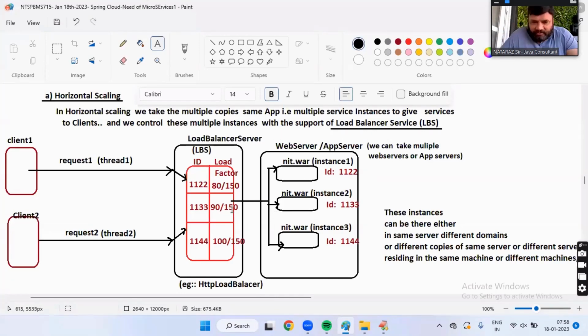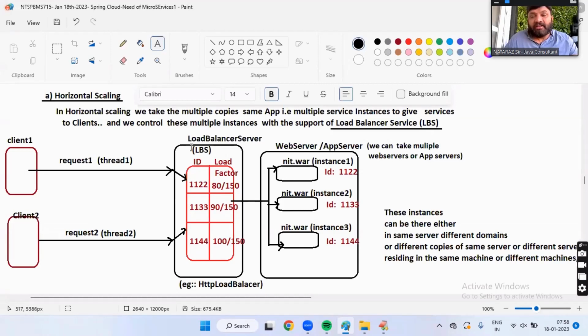Now listen. This load balancer is maintaining service ID and load factor. Load factor means the current load on each instance. Right now, let us assume instance 1 already has 80 requests, instance 2 has 90 requests, and instance 3 has 100 requests, and their max capacity is 150.